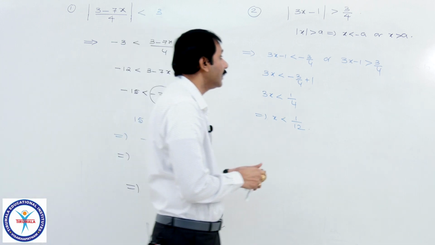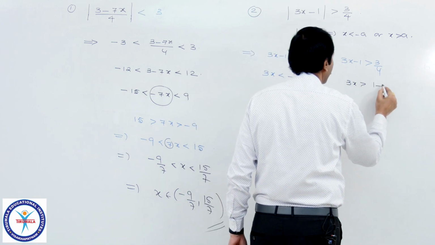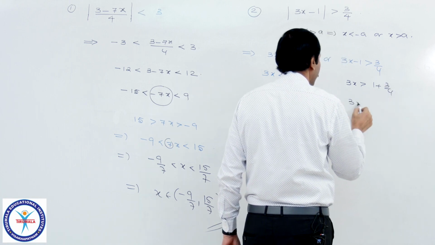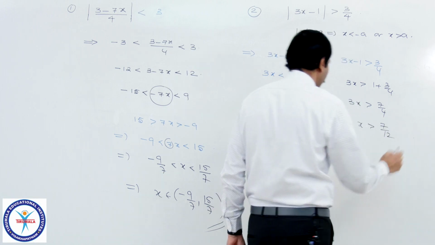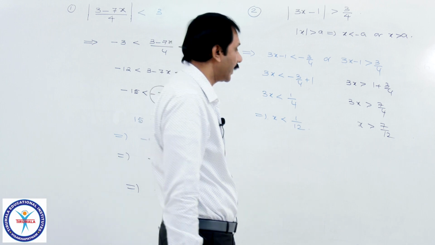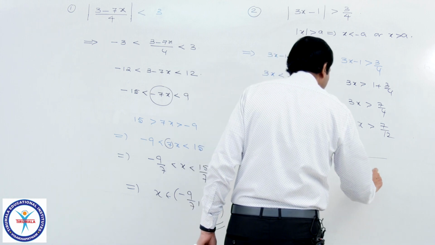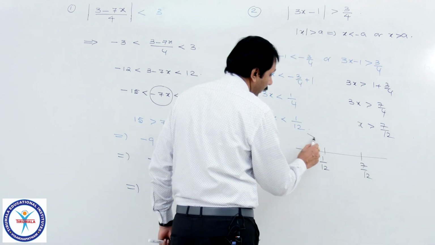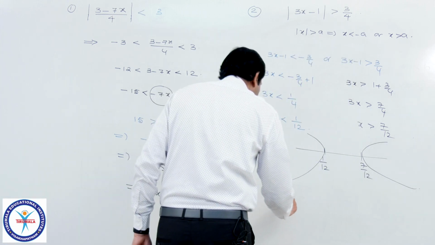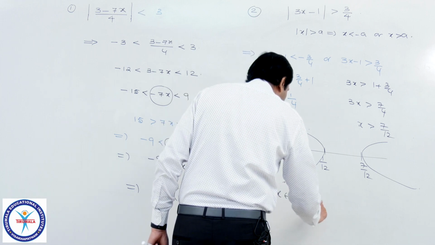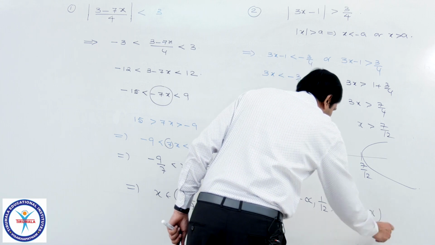And the second part we will see: 3x minus 1 greater than 3 by 4, that is 3x greater than 1 plus 3 by 4, or 3x greater than 7 by 4, that is x greater than 7 by 12. So x less than 1 by 12 and x greater than 7 by 12. You see here somewhere 1 by 12 will be there and 7 by 12 will be there. Our solution is less than 1 by 12 and greater than 7 by 12. Therefore, x belongs to minus infinity comma 1 by 12 union 7 by 12 comma infinity.